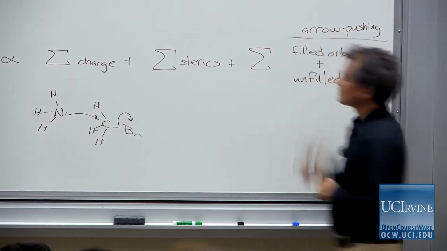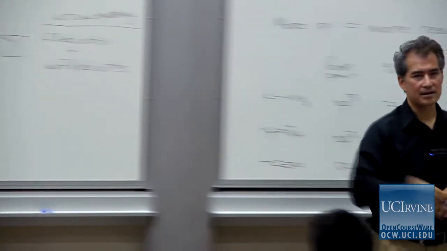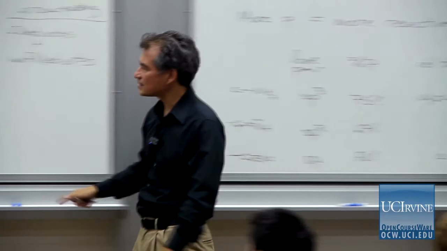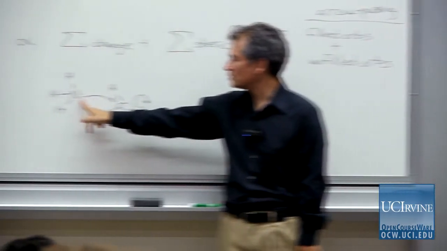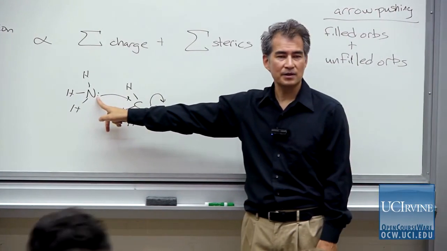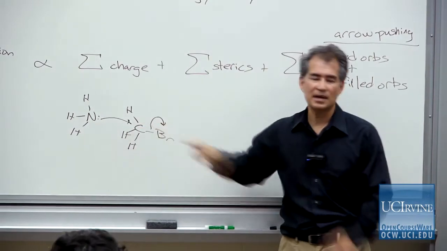We agreed that lastly, arrow pushing wasn't going to represent sterics, it wasn't going to represent charge, it was going to represent the interaction of this filled orbital, this sp3 hybridized orbital on nitrogen, with some sort of an antibonding orbital that we usually don't draw with Lewis structures.